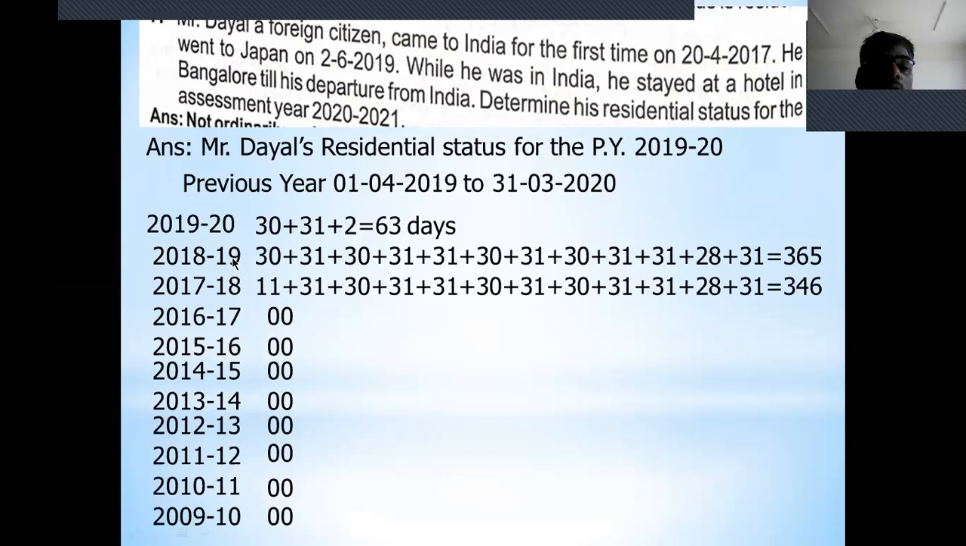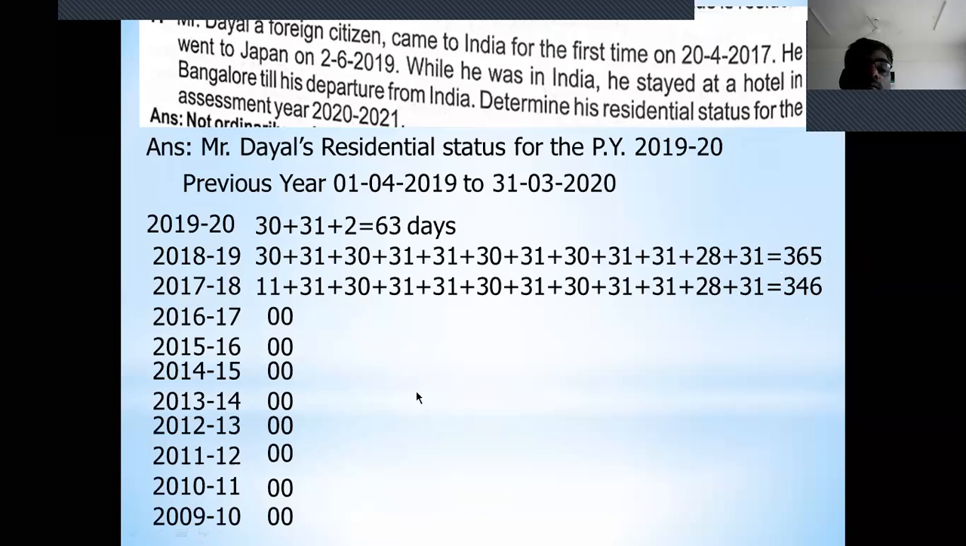2012-13 to 2018-19. In this period, he must be in India for 730 days. You count the days. 18-19, 365. 17-18, 346. What is the total? I think it is 701. Okay. 711. 711 days he is in India.